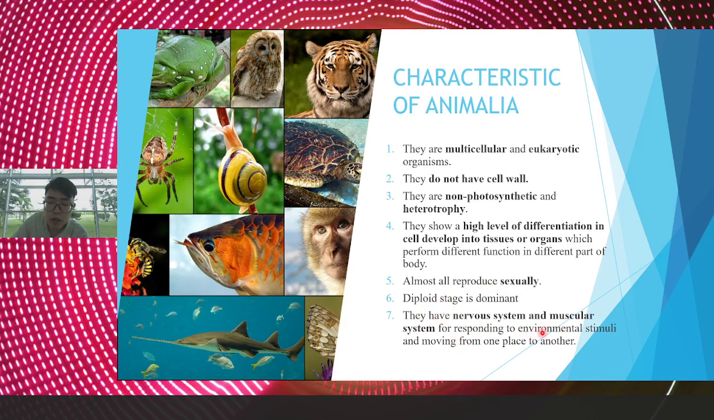And then the diploid stage is dominant, and they have a nervous system and muscular system for responding to environmental stimuli and moving from one place to another. So animals mostly contain a nervous system, and they also contain a muscular system so that they can move easily. Like humans have a nervous system and muscular system, right? So they can move from one place to another easily. Not like plants. Plants cannot move. But animals can move because they contain a muscular system. So these are the common general characteristics of Animalia.